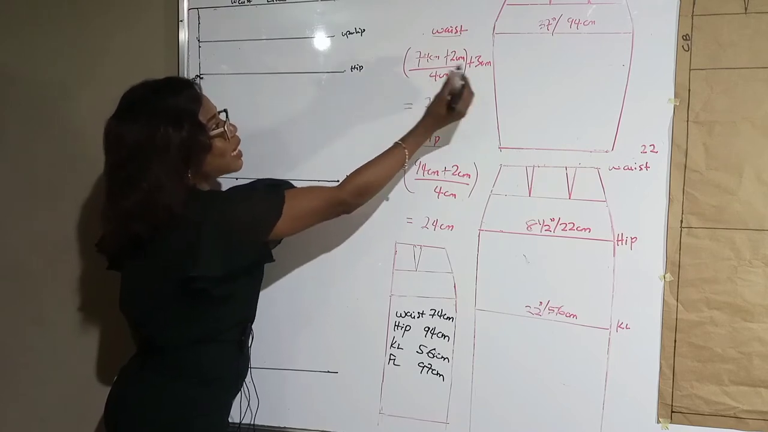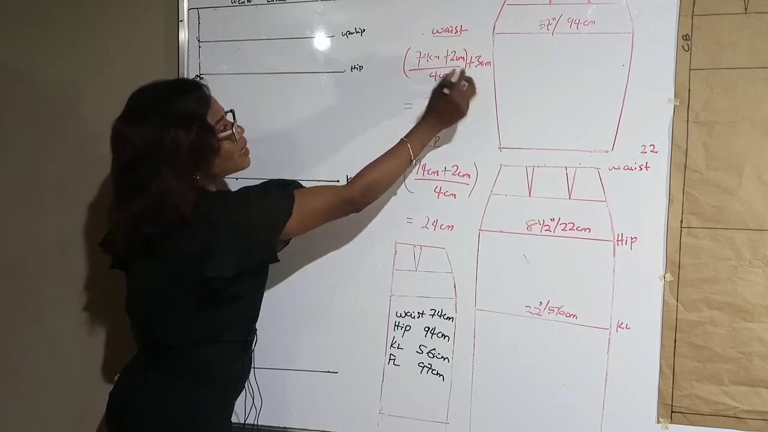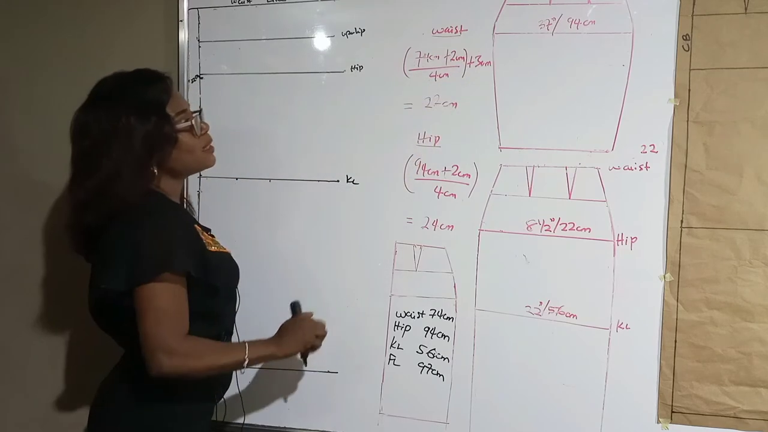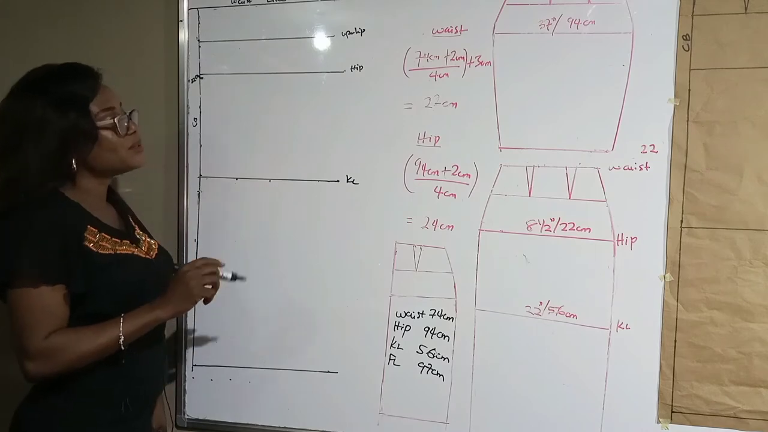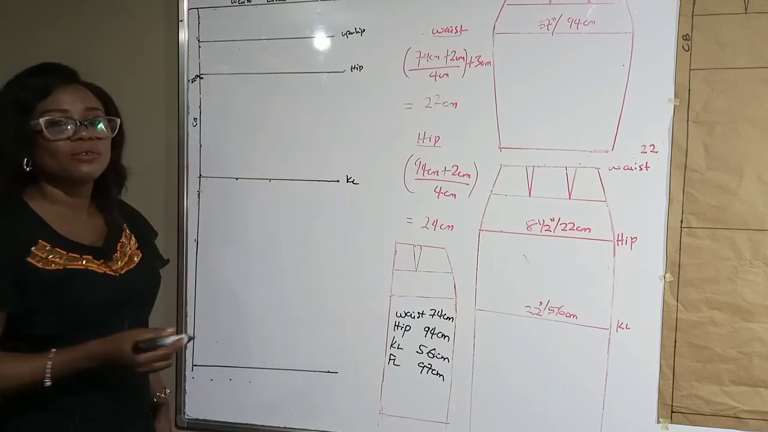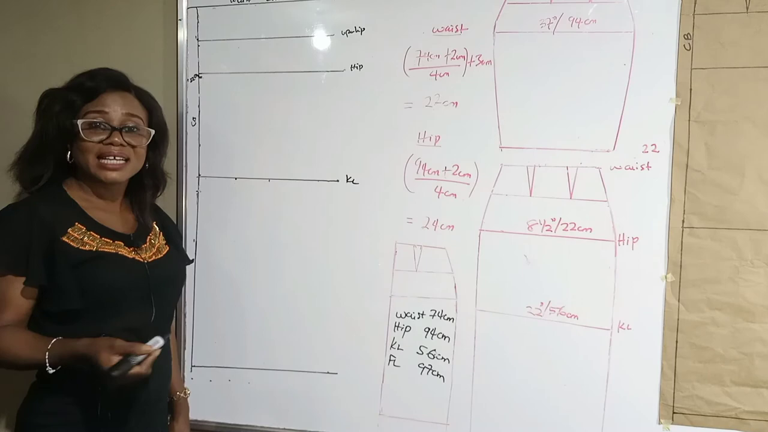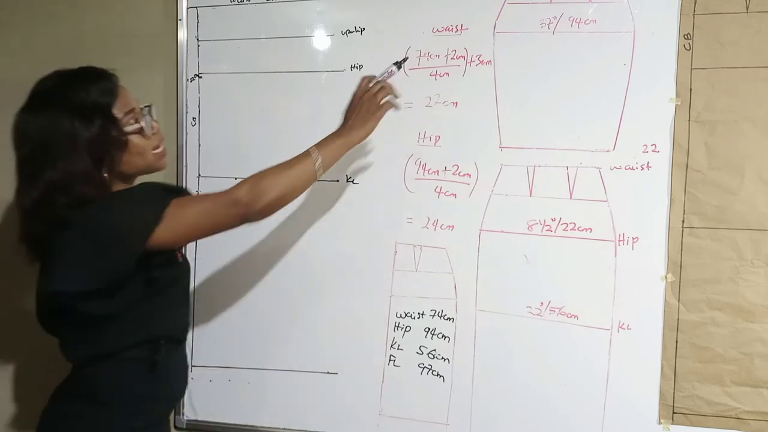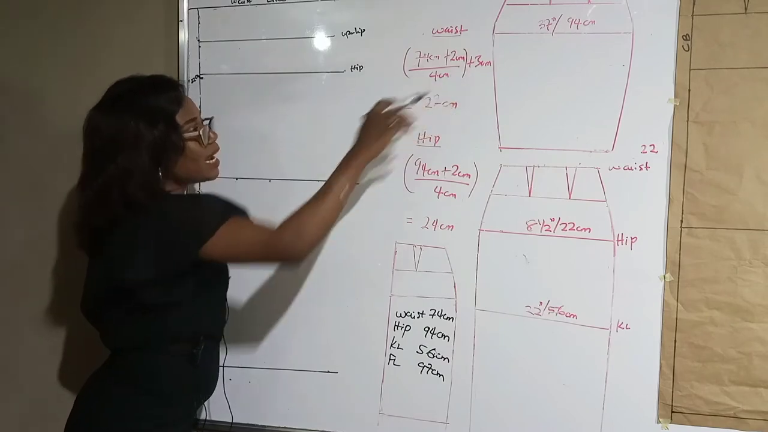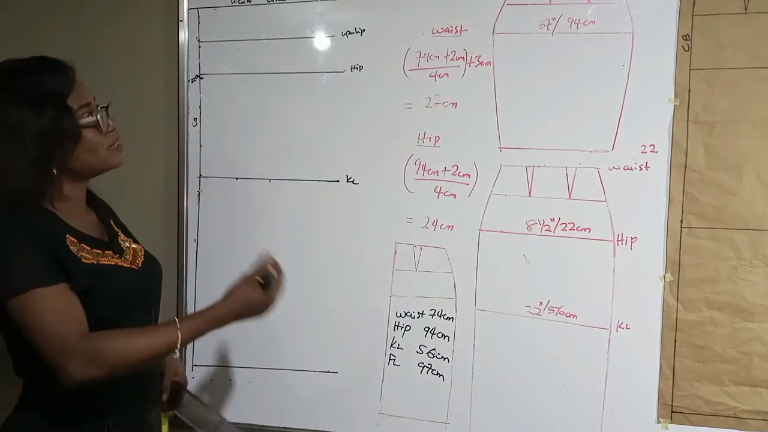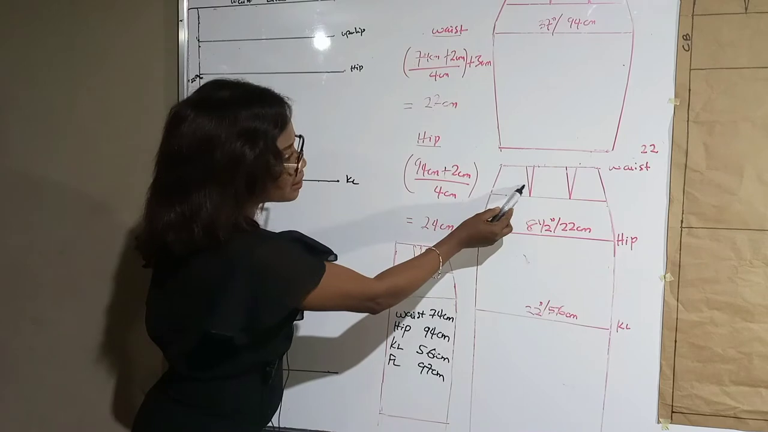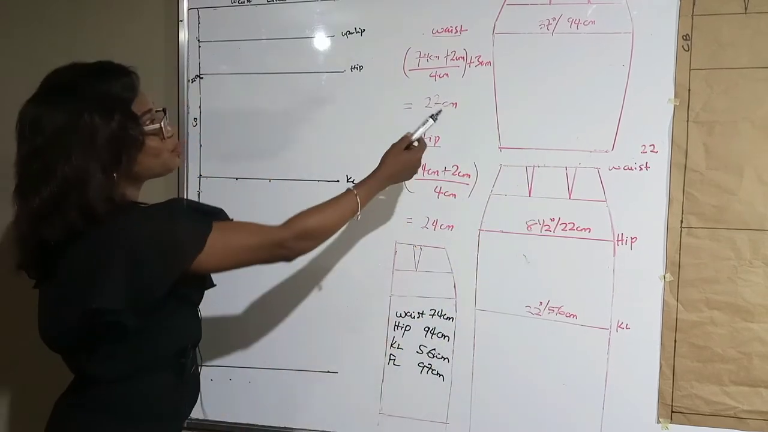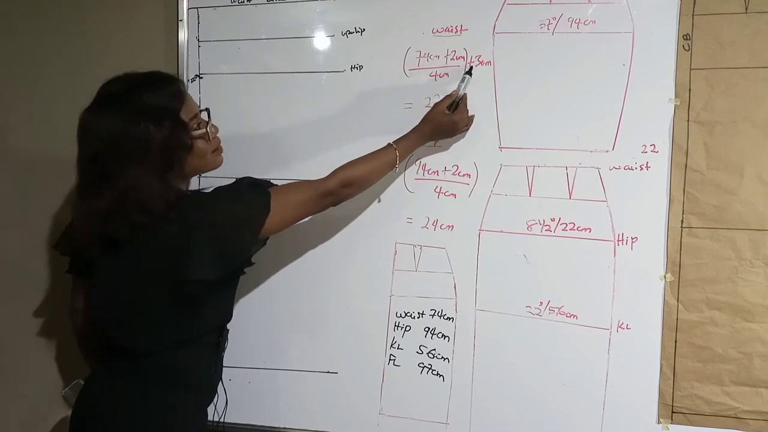Whatever you get, you now add 3 cm to it. This 3 cm is your dart allowance. Please, I refer you to the previous video where I give a detailed explanation of what a dart is. That is the excess you pick in order to give fitting to whatever you are making. You need to make allowance for it. And every skirt should have a dart. That is the dart on the skirt. So you have to pick your dart, so you add 3 cm.